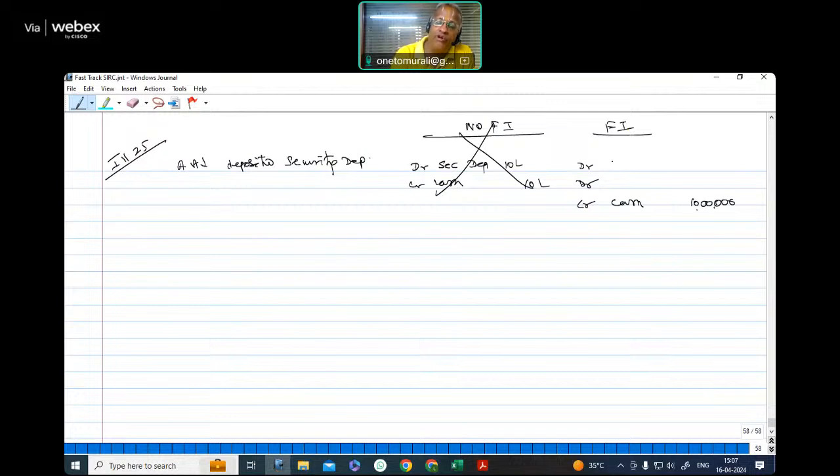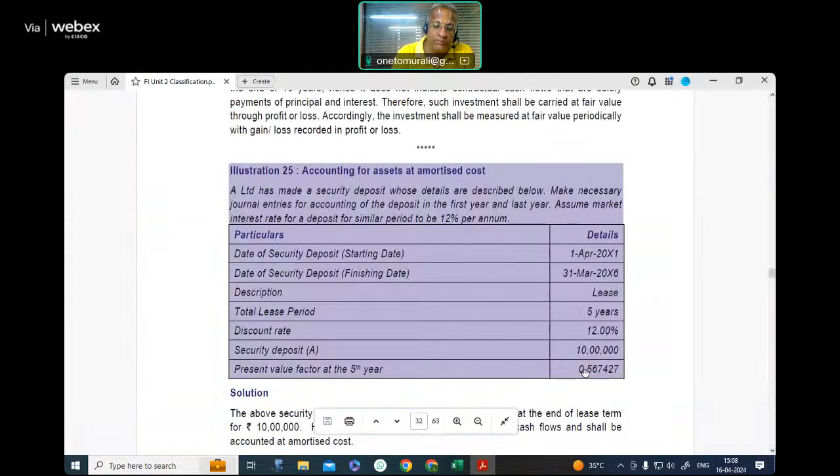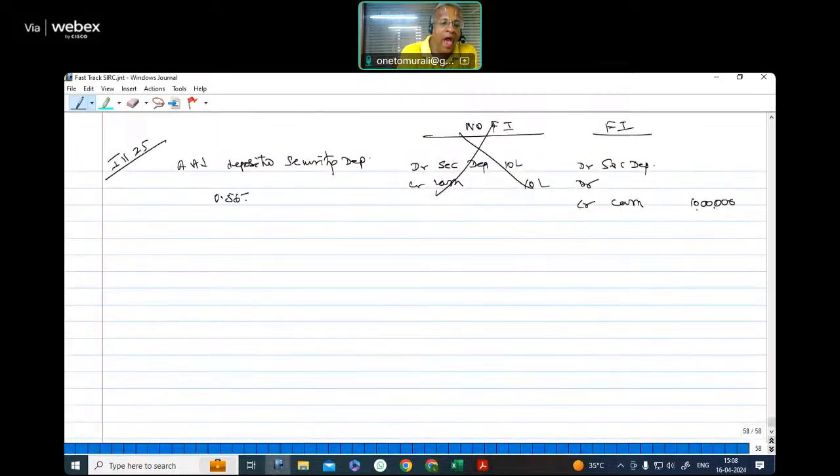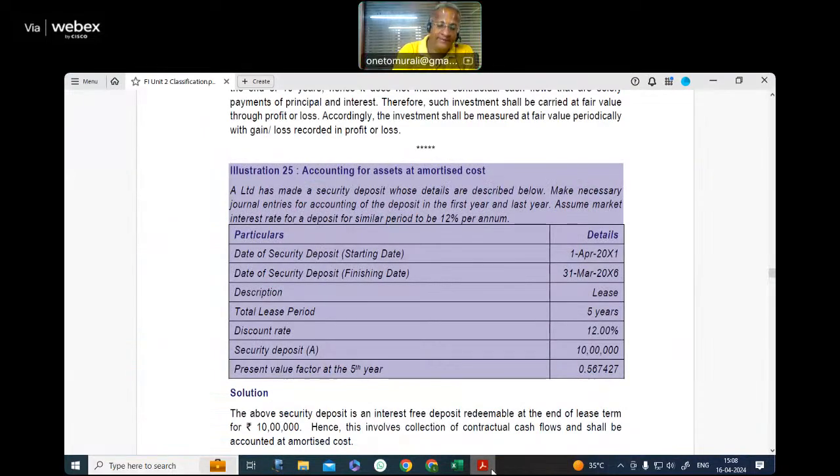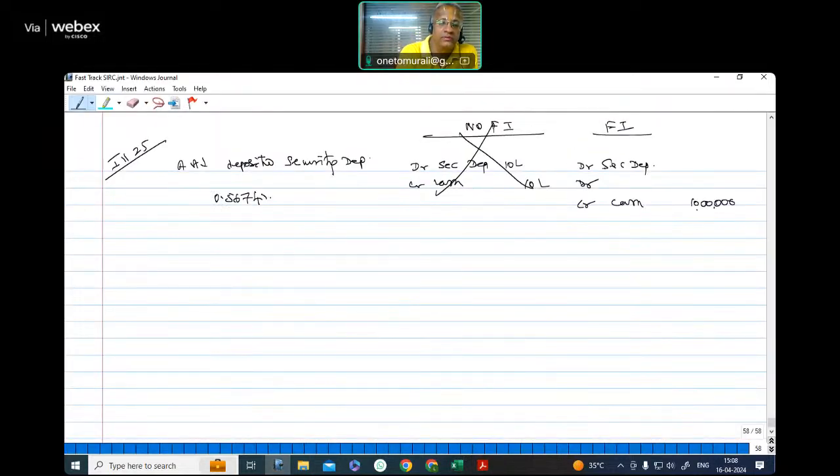Under what head have we got to take it up? Security deposit. What is the value at which it is to be taken up? They are given in the problem. Five years later, the value is going to be 0.567427 into 10 lakhs. So this sum is receivable only 5 years later from now. So 5,67,427 is the security deposit.